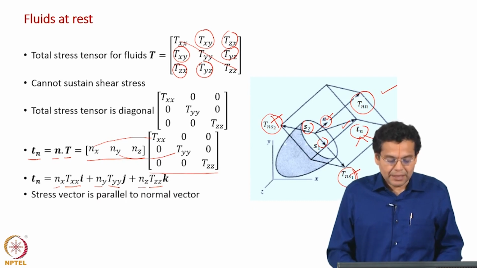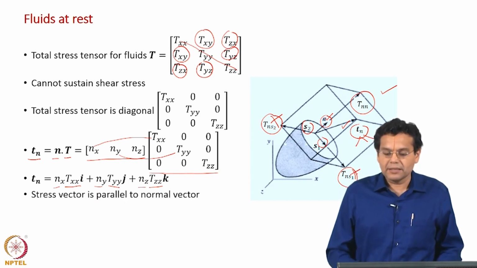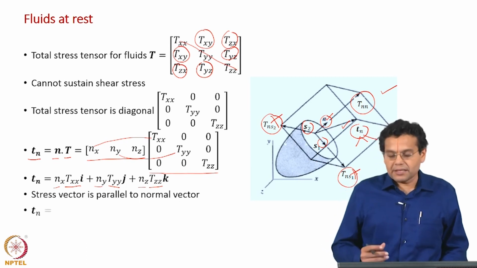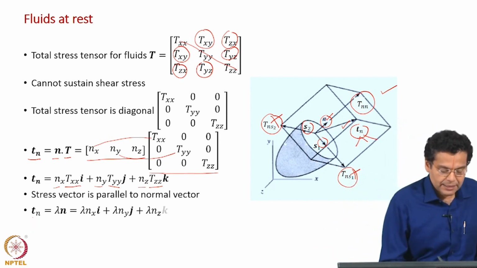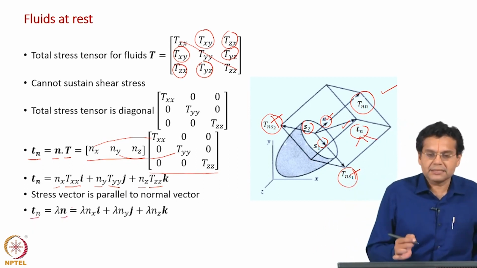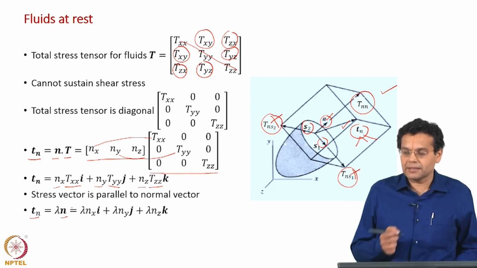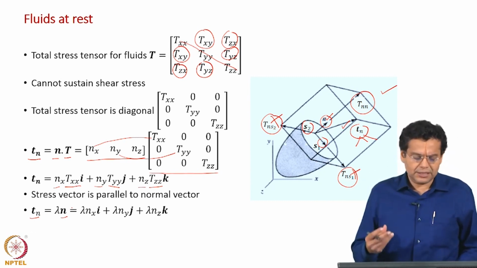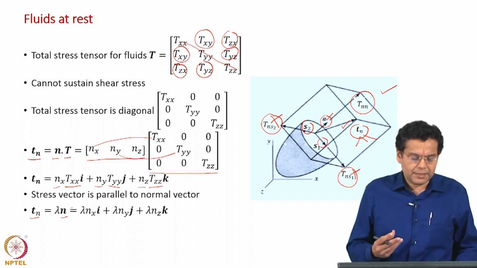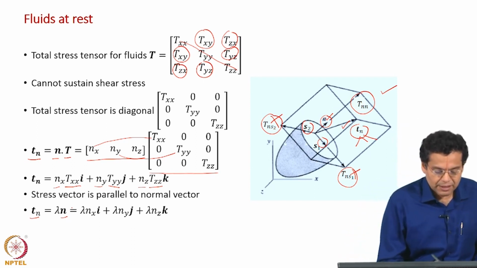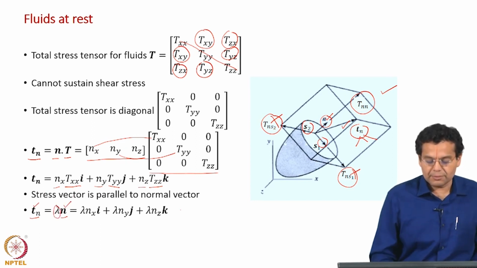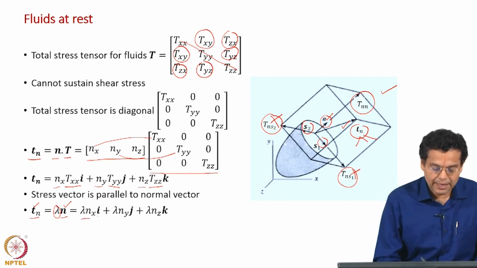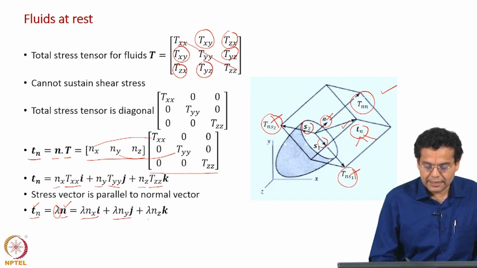The stress vector is parallel to the normal vector, and when a vector is parallel to another vector, how do we write it? The stress vector in this case is parallel to the normal vector, just a scalar multiple of the other vector. So, if a vector is parallel to another vector, we express that as a scalar multiple, and that is what we are doing here. The stress vector is some lambda times the unit normal vector. So, your expression for the stress vector using the second method becomes lambda nx i, lambda ny j, lambda nz k.